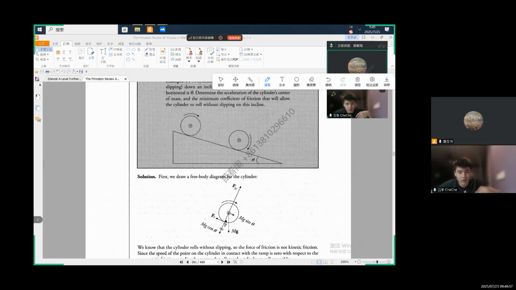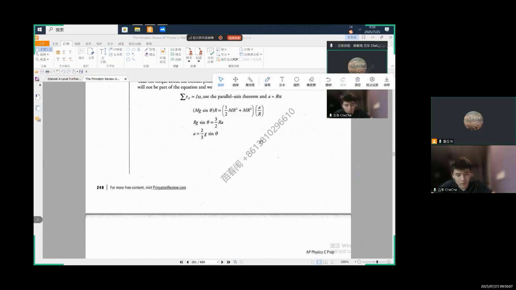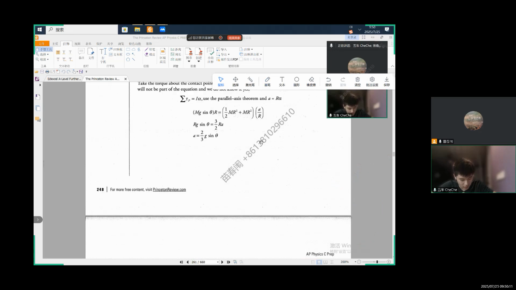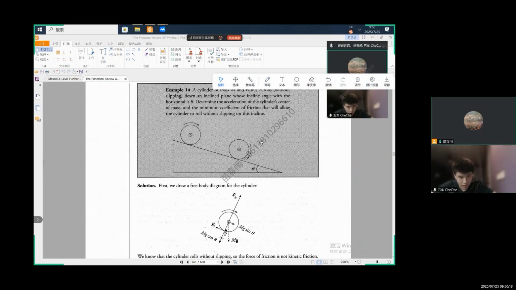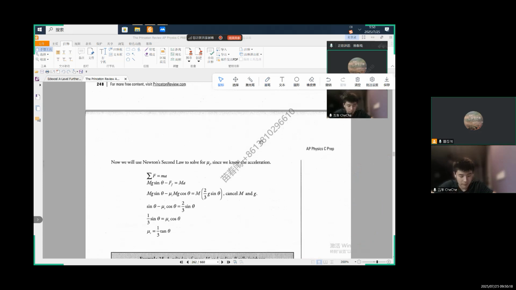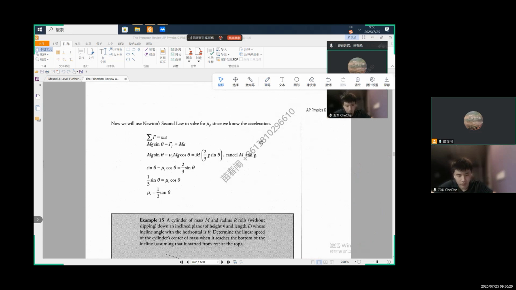So diagram and second law basically is the summary. This is the second law for both angular and linear motion. Does it make sense? We also need the parallel axis theorem, right? Good. Number 15 is also similar to this.